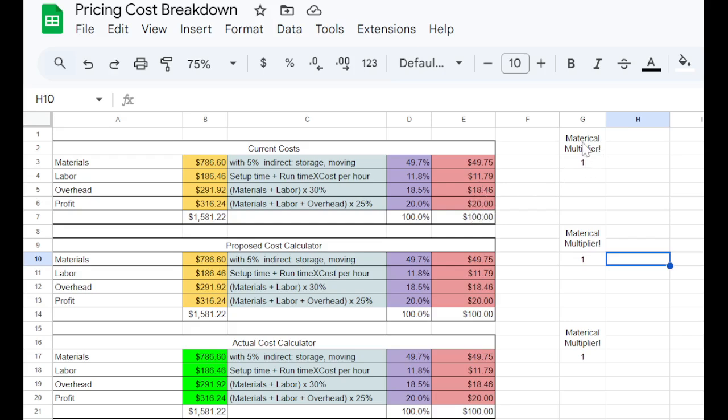So this is called a material multiplier. So we'll be able to multiply the material using this. So we'll keep this the same. This is the current cost with no multiplication. The multiplier is 1. So material is going to stay at $786. So the ideal, they say, is if the material costs double, then we'll be paying twice as much.